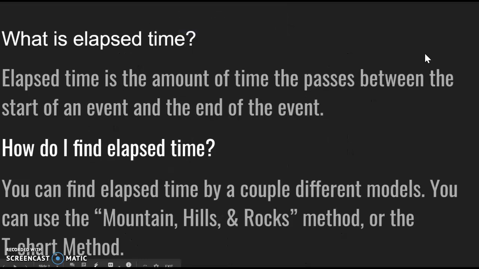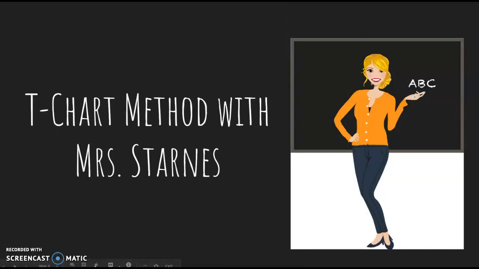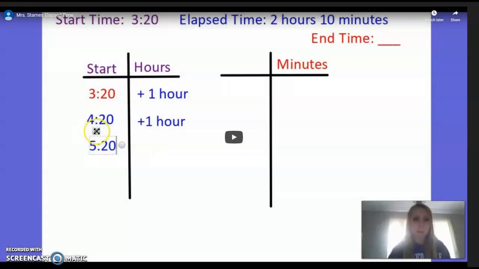The first slide is: what is elapsed time? How do I find elapsed time? If you remember, we showed you different methods, different strategies to help you find how much time has passed. There is a T-chart, and then there is a mountains, hills, and rocks method. If you need a refresher or some help, Ms. Gillum and I made videos for you to help you use these methods.